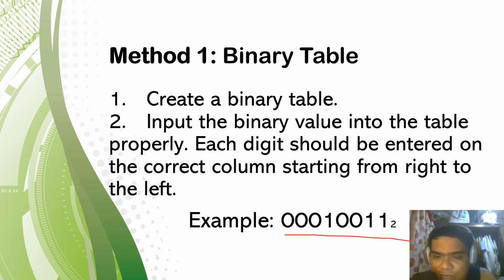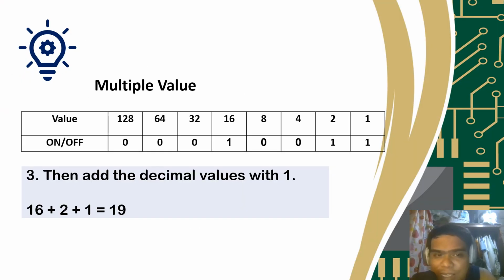11001000. You start from here going there. Okay? So, 11001000. So, ilalagay mo siya sa ating table. From here, 11001000. So, ngayon nakita mo na kung saan ang na-turn on. Yung may 1, automatic that's turn on.